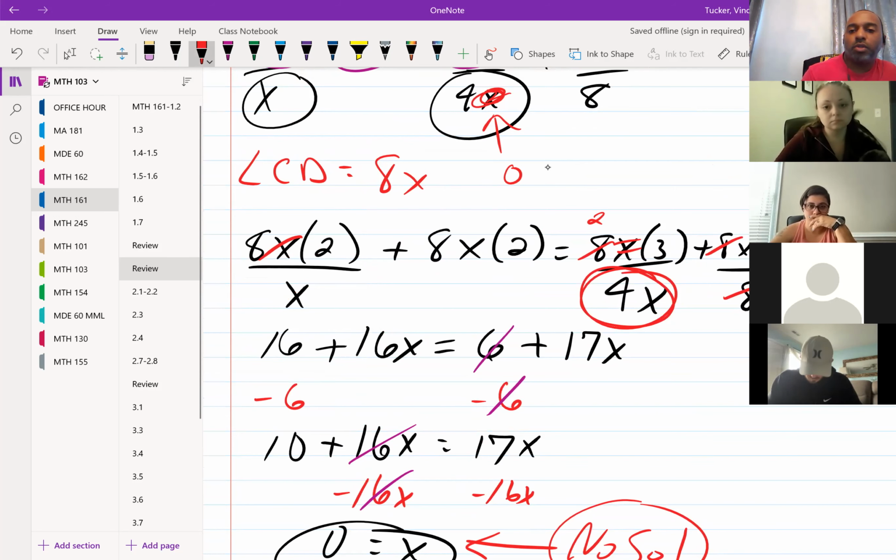Okay. So it's always whatever's in your denominator. If it has x, now 8, it doesn't matter because it doesn't have a variable involved, so you don't have to worry about that. But if you set 4x equal to 0 and solve, then that's how you would get 0.